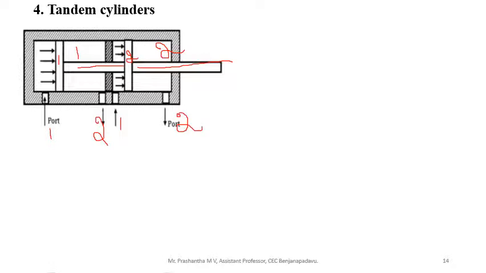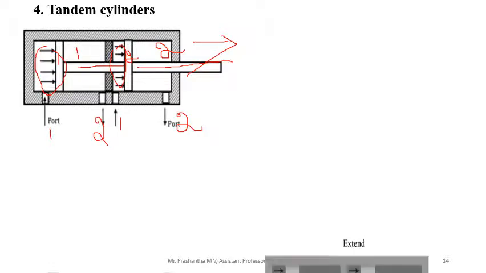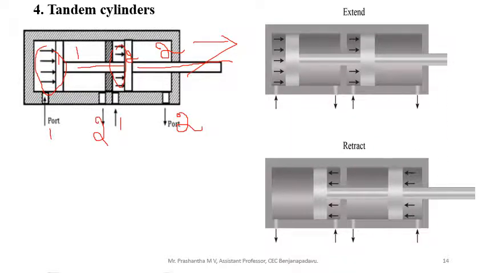At a time, inlet happens during extension stroke. See, the inlet happens like this. So more force is required for extension, and here a higher amount of force is utilized. What it indicates is that wherever higher force is required, in such cases tandem cylinders are utilized. And for retraction also, see the force acts like this. For retraction like this. For extension the force acts like this.